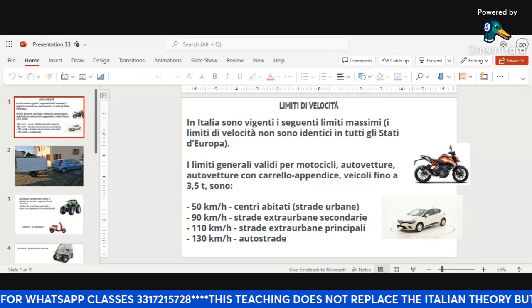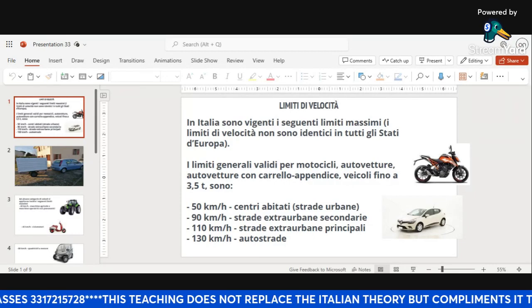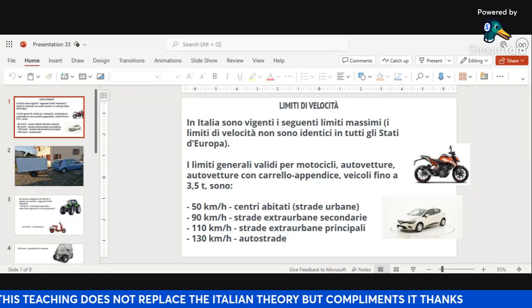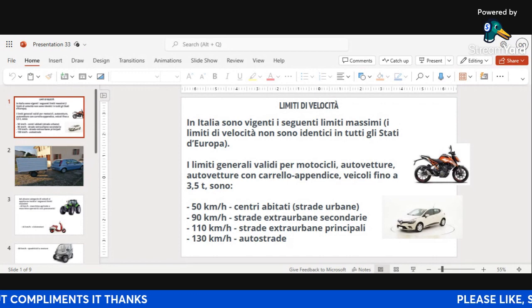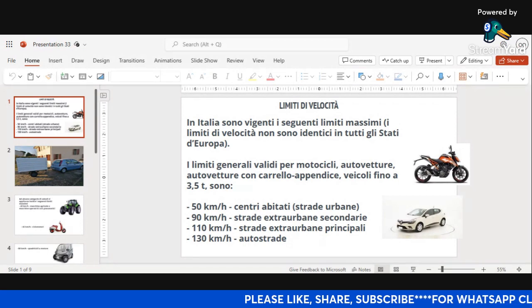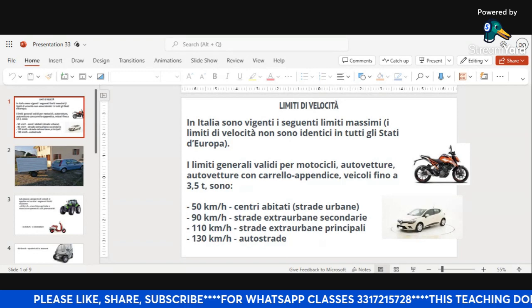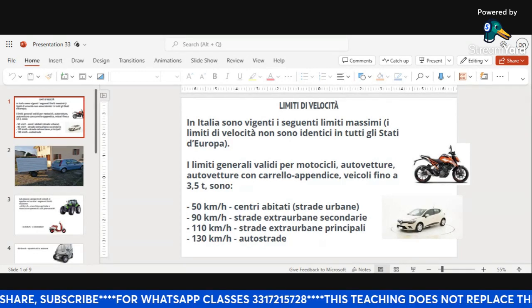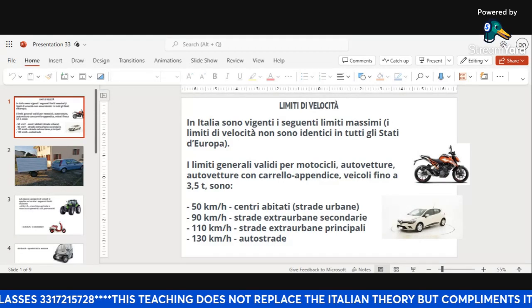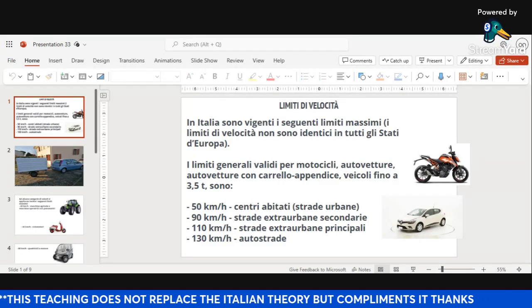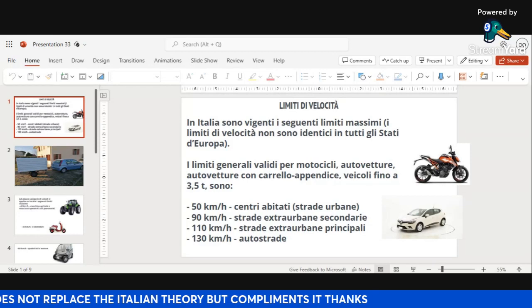The first one on my list here is limiti di velocità. I'll be reading and explaining to you in English. In Italia sono vigenti i seguenti limiti massimi. I limiti di velocità non sono identici in tutti gli stati d'Europa. Now, in all of Europe, the maximum speed limits are not the same. It's different. In Italy, we have the following split I'm going to be mentioning to you, but it is not identical in the European Union.